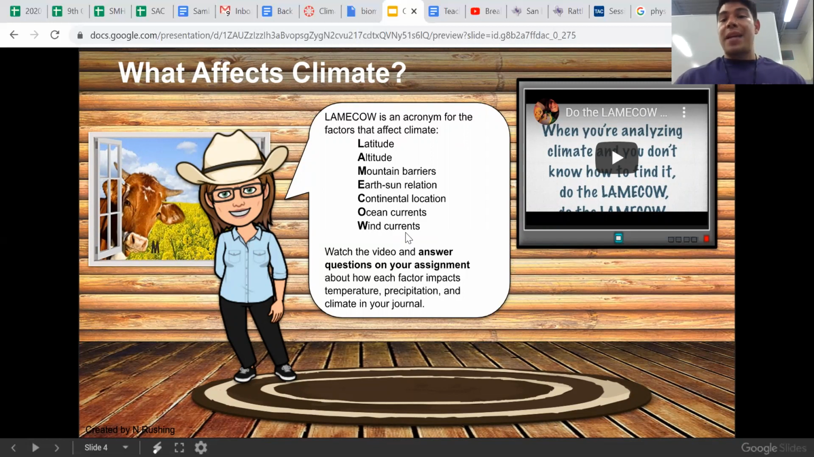For example, latitude, which is where you are latitudinally on the globe. Altitude, for example, if you go to Colorado, especially up to Denver, you're going to see a lot of snow. Even in the summer, there's going to be snow on their mountains. And it's not because Colorado itself is just always cold. It's because of the altitude. So the higher the altitude, usually the colder the climate. The lower the altitude, usually the warmer the climate.